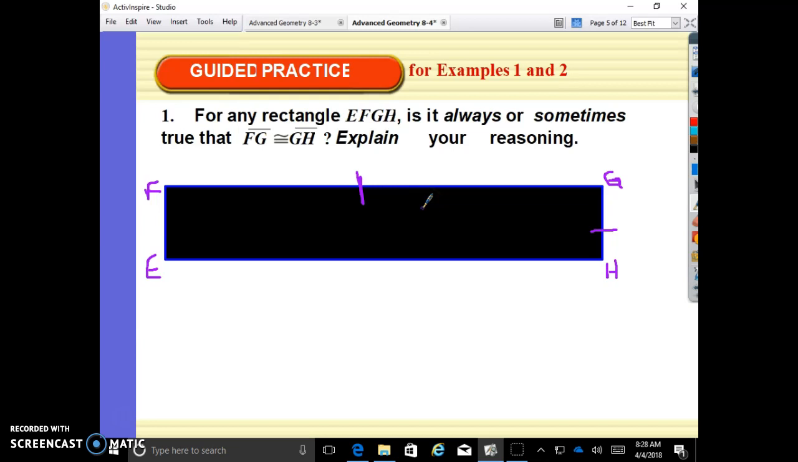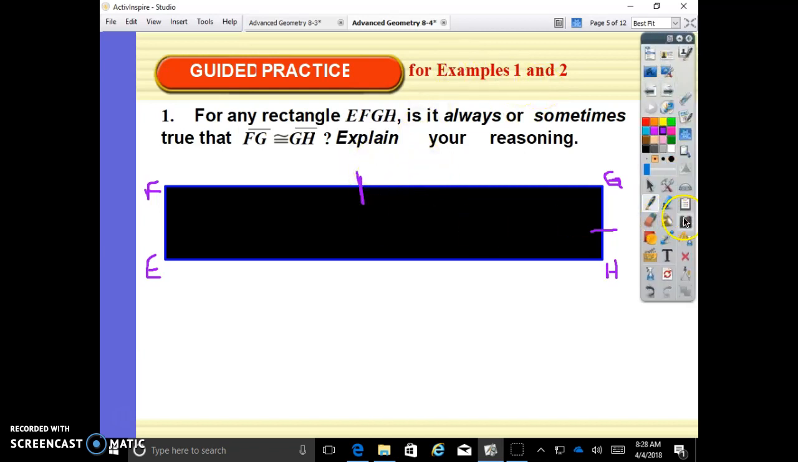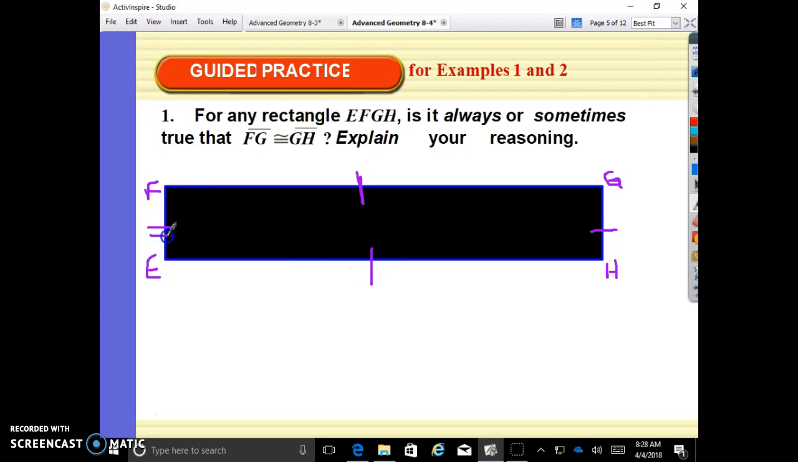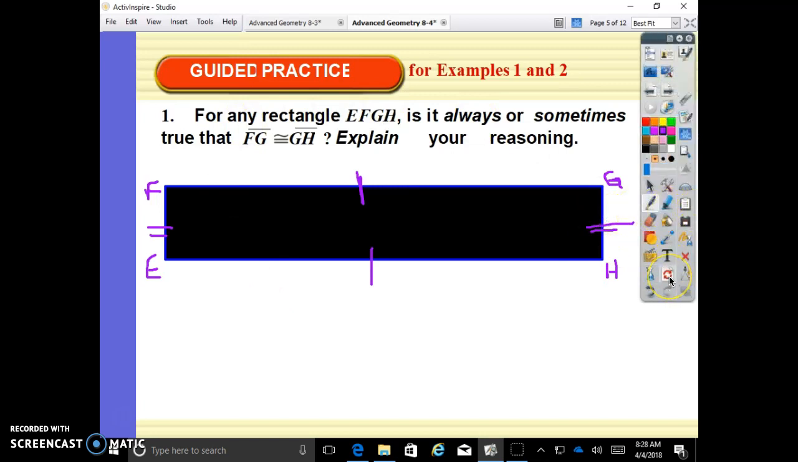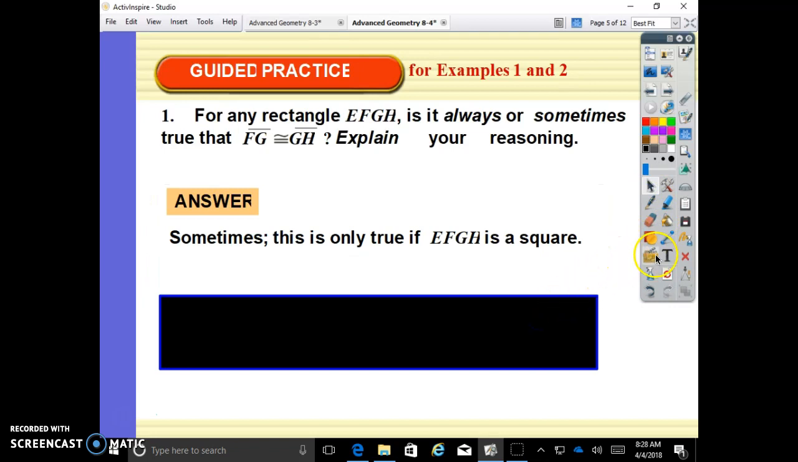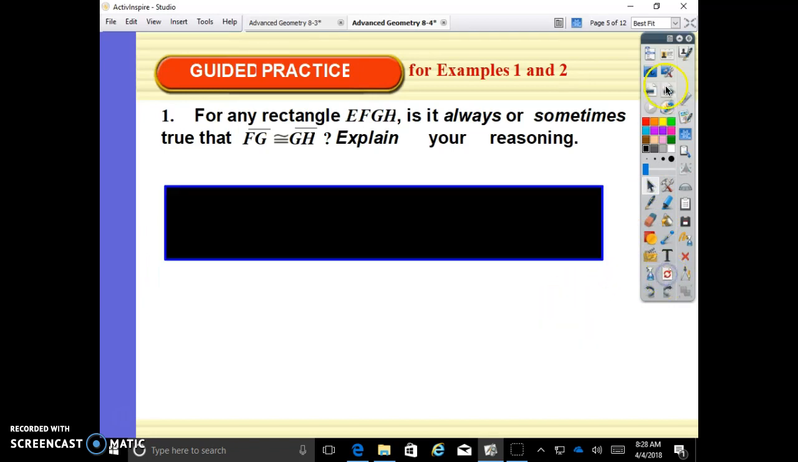It is sometimes. It is only if this is a square, because opposite sides are equal. So if these two are equal, well then this whole thing, all sides are equal, therefore it is a square. So the rectangle would be a square. Sometimes. Only true if it's a square.